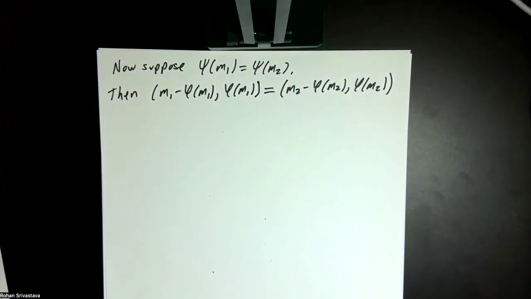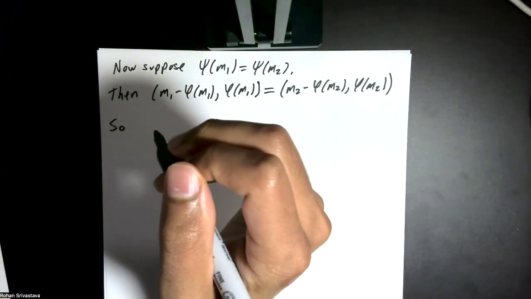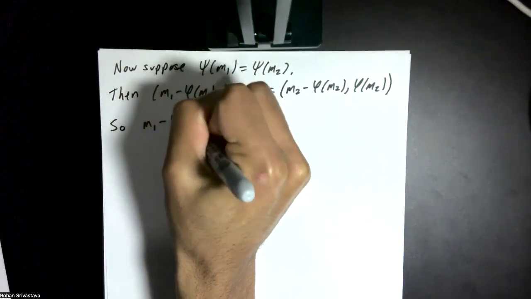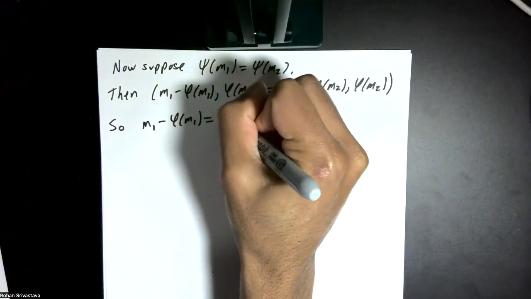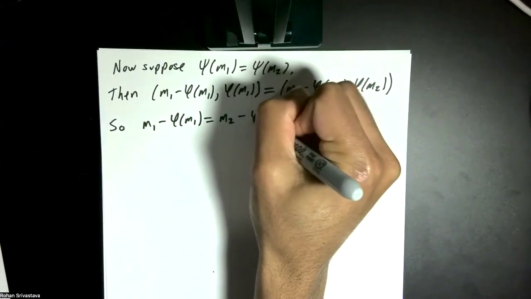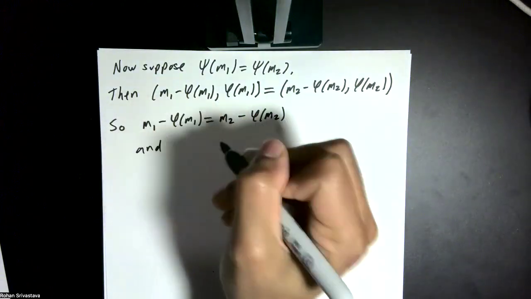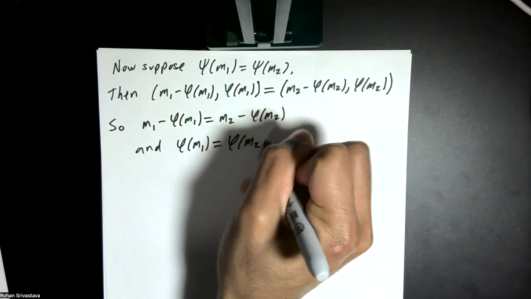Okay, let's refocus. All right. Well, now Kuratowski tells us that M1 minus phi of M1 is equal to M2 minus phi of M2, and phi of M1 is equal to phi of M2.